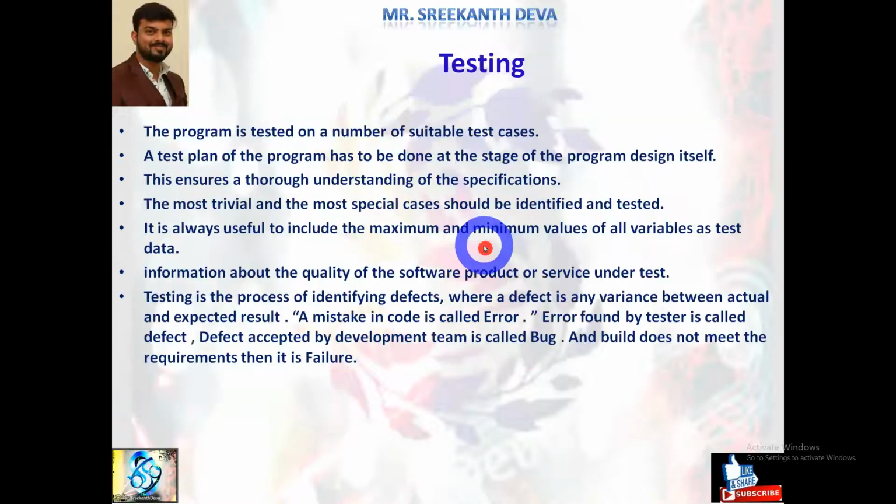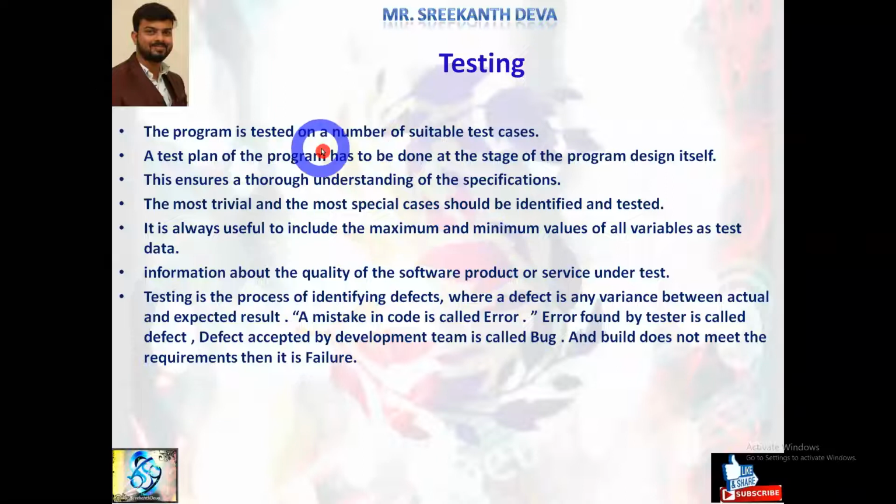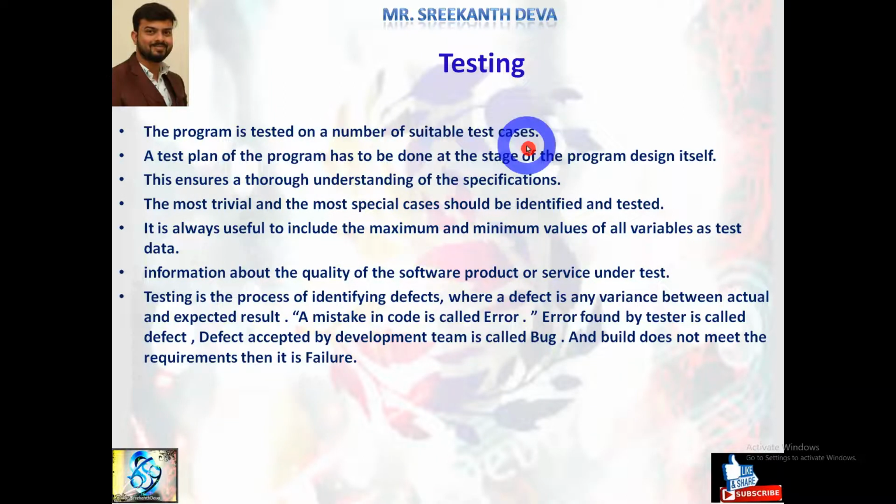Okay, program code testing. The program is tested on a number of suitable test cases based on the actual problem, to see whether development is done based on the actual problem or something else was developed. Then who does the testing? That is done by a tester or test engineer. A test plan of the program has to be made at the stage of the program design itself. This ensures a thorough understanding of the specification. The most trivial and the most special cases should be identified and tested. It is always useful to include the maximum and minimum values of all variables as test data.